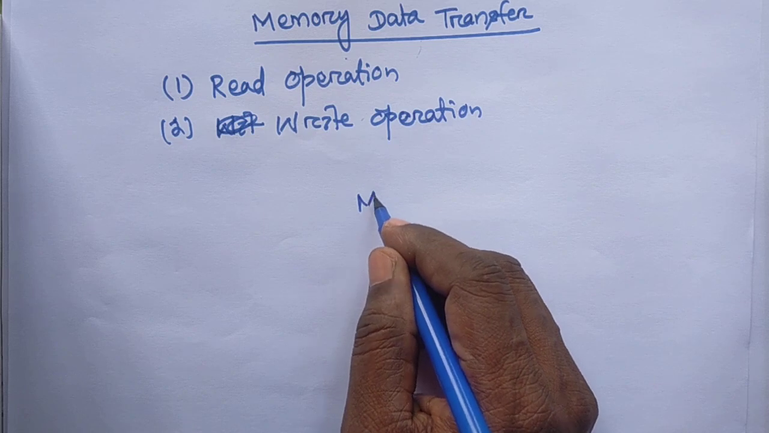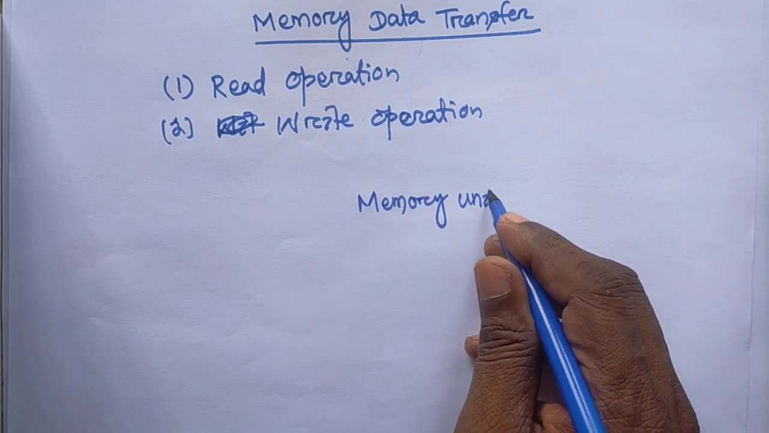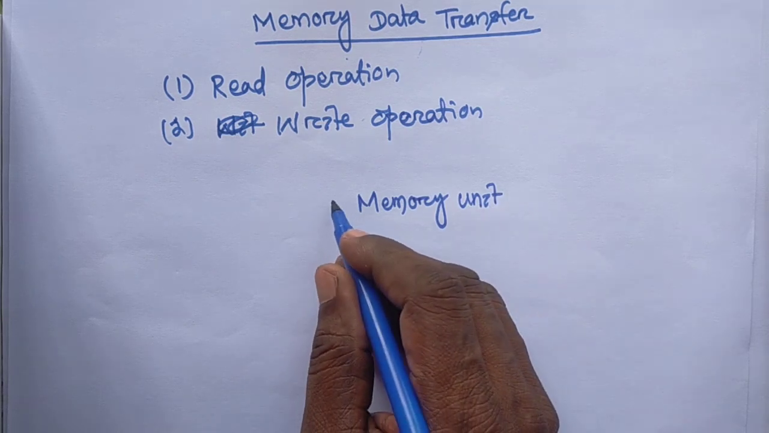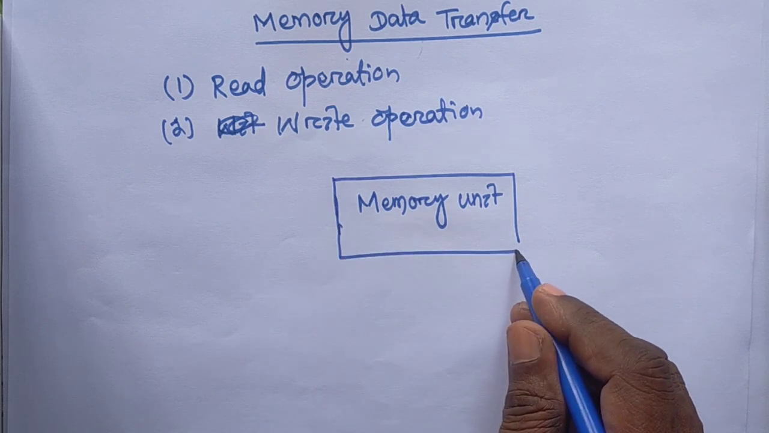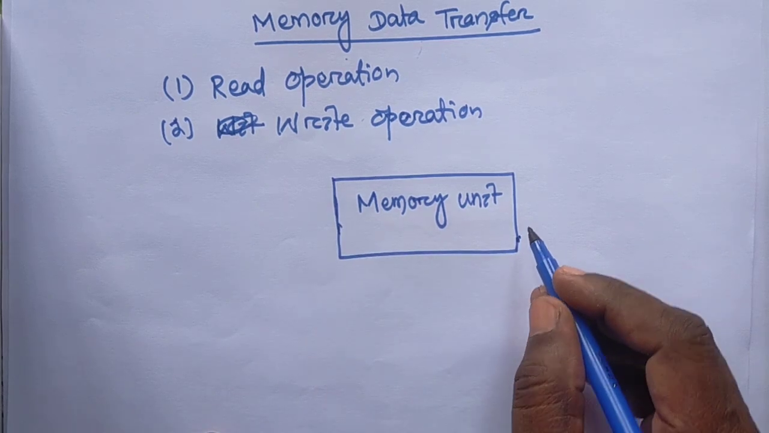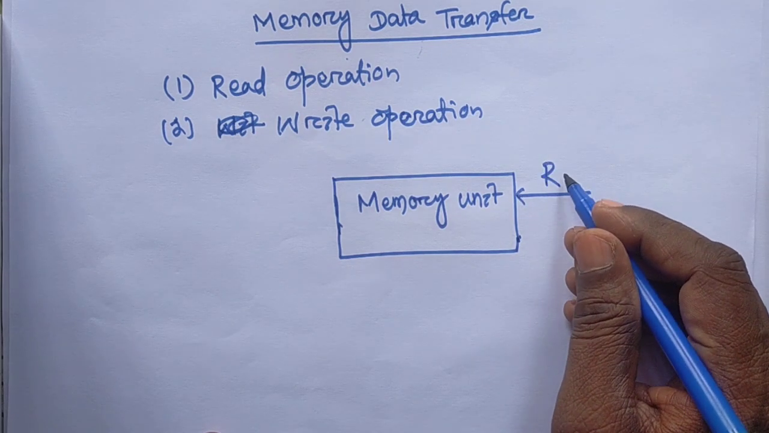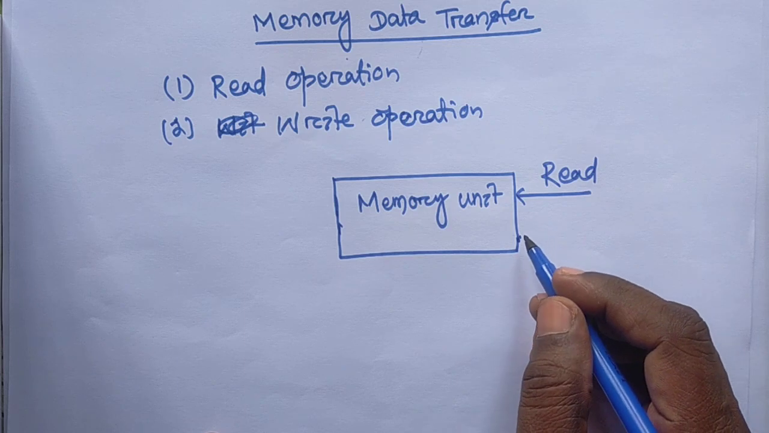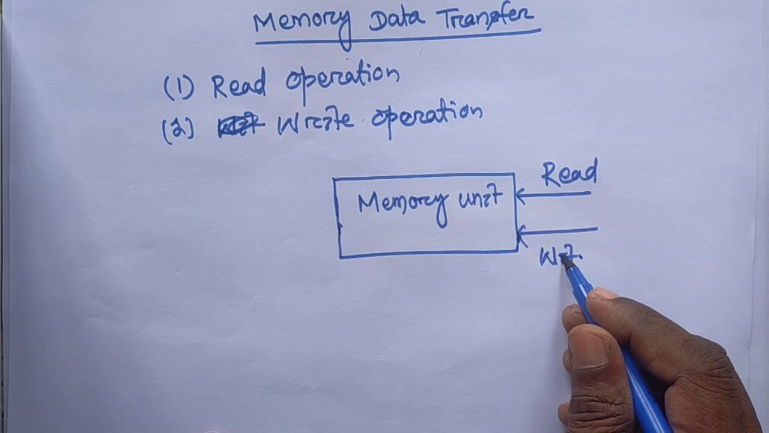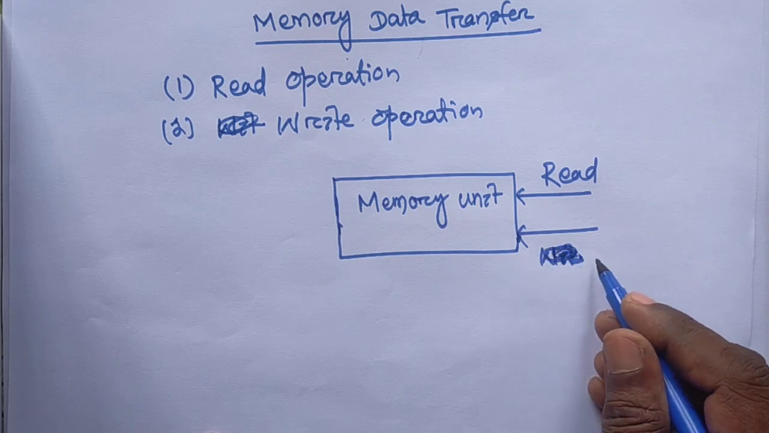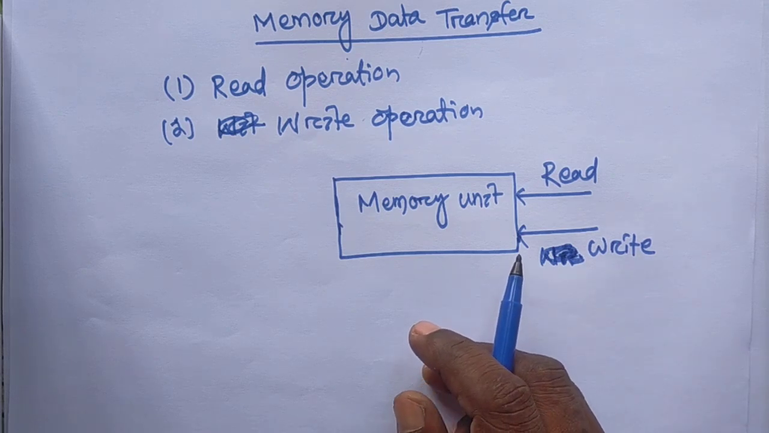Suppose here is a memory unit. This is the memory unit. And here we use two kinds of operation: one is a read, another is a write operation.